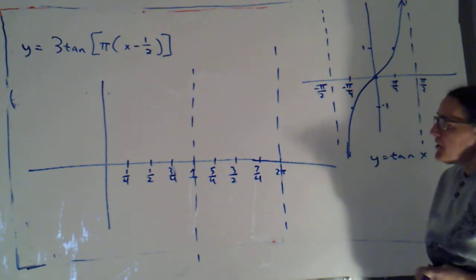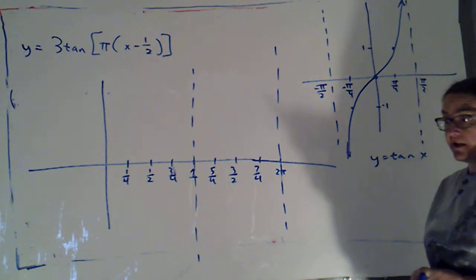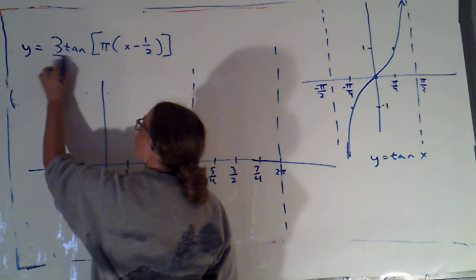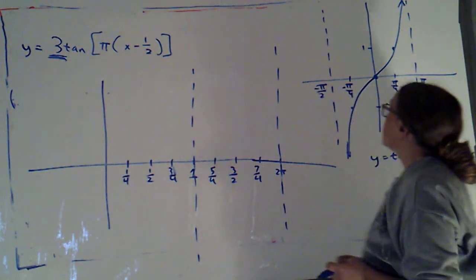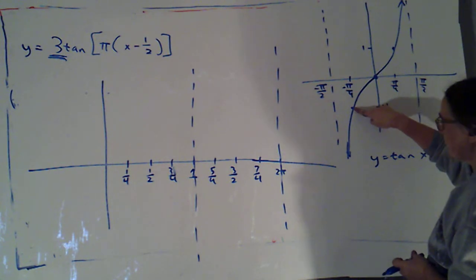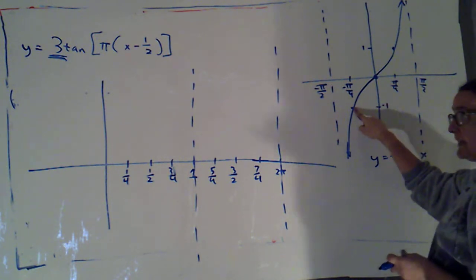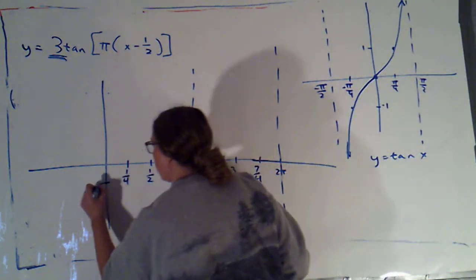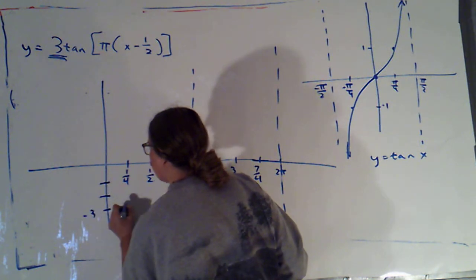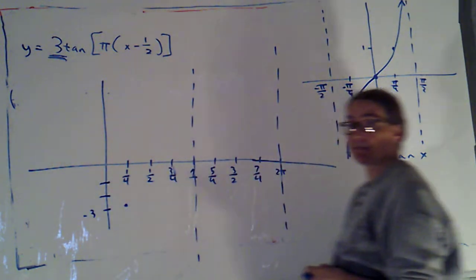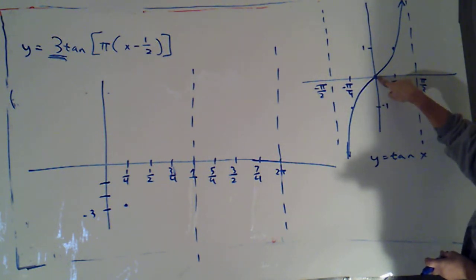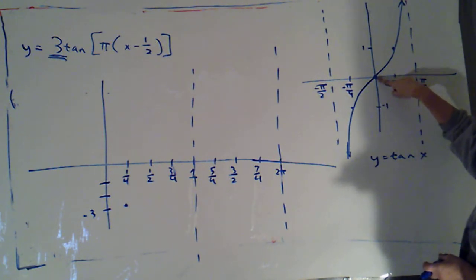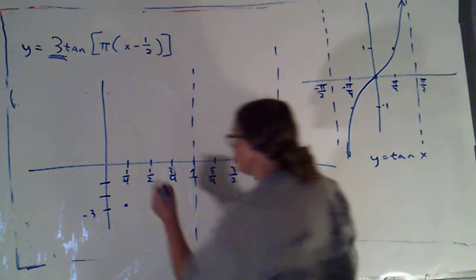So now I need to figure out what happens with my y values. Well, this is what's affecting the y values. I'm multiplying by 3. So I'm going to say, okay, the first point that I plotted was at -1. Now, if I multiply that by 3, it's going to be down here at -3. The next point I want to plot corresponds to the point that's halfway in between my asymptotes. There, the y value is 0. 0 times 3 is still 0.